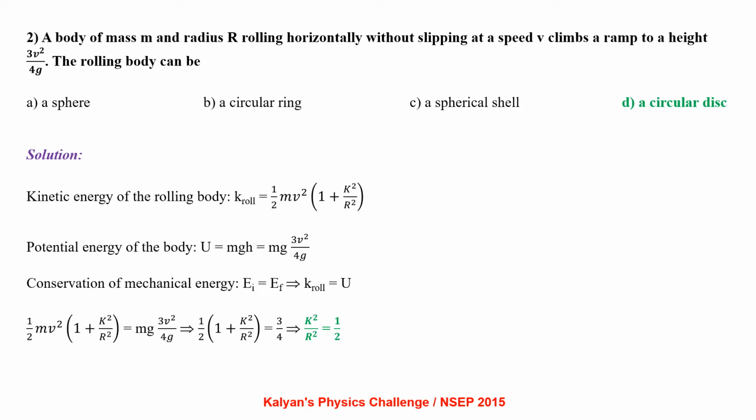Kinetic energy of the rolling body is half mv square of 1 plus k square by r square. Potential energy is mgh, that is mg into 3v square by 4g. Applying conservation of mechanical energy, K rolling equal to U, that is a half mv square of 1 plus k square by r square equal to mg 3v square by 4g, which gives us k square by r square equal to 1 by 2, indicating the object is a circular disc.